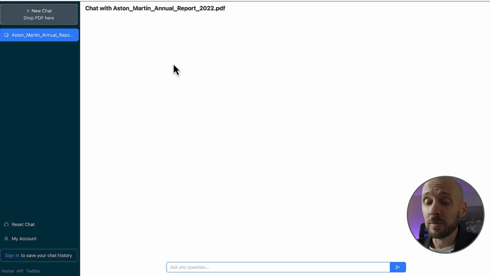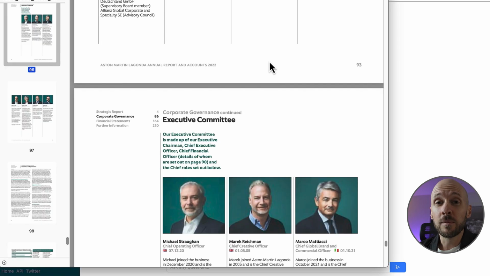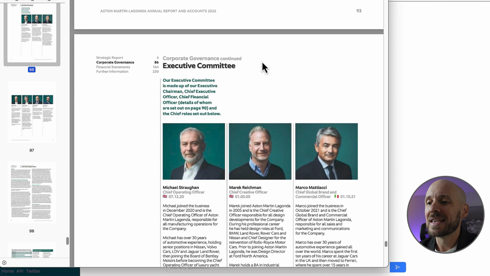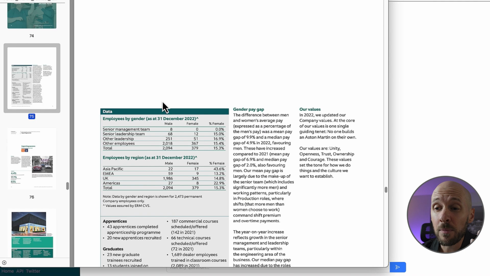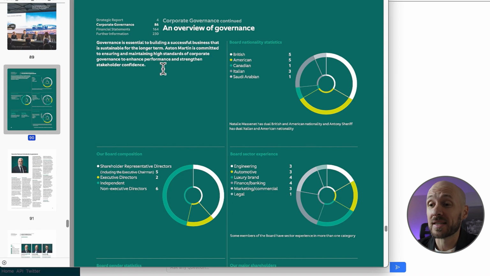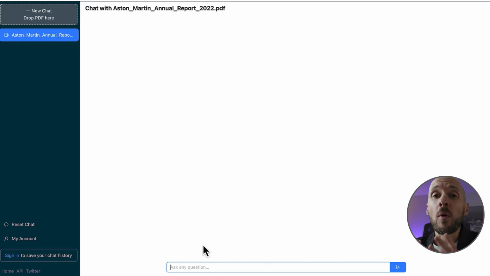Now, I loaded a document here, which is the annual report for Aston Martin. And this is a typical document that maybe an investor could upload. This document is a good example here for our tool because you have a lot of data scattered around the document. It could be captions under images, tables, or it could be key metrics on a page. Okay, so one thing you might want to do as an investor is ask the document what are the key metrics that show that Aston Martin did well this year.